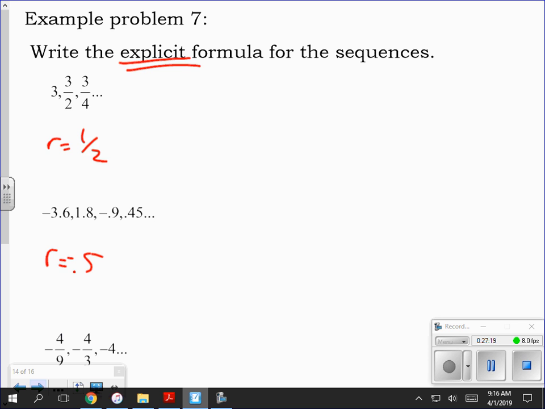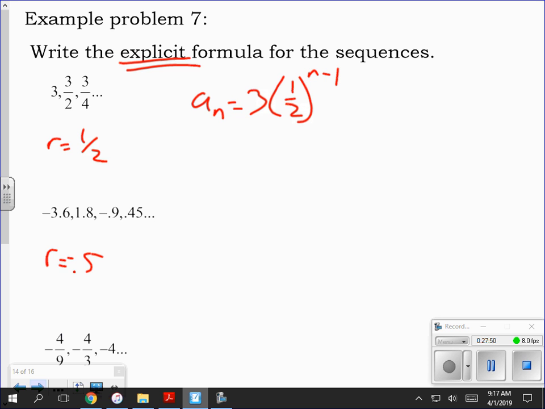Well, the explicit formula is this formula here. Plug in the first term, plug in R, the rest of it stays the same. You actually don't have to do any simplification like we did with writing the explicit for the arithmetic. Just plug in the first term, plug in R. A sub n is equal to 3 times 1/2, put it in parentheses, to the n minus 1 power. Ta-da! Really, it's that easy.